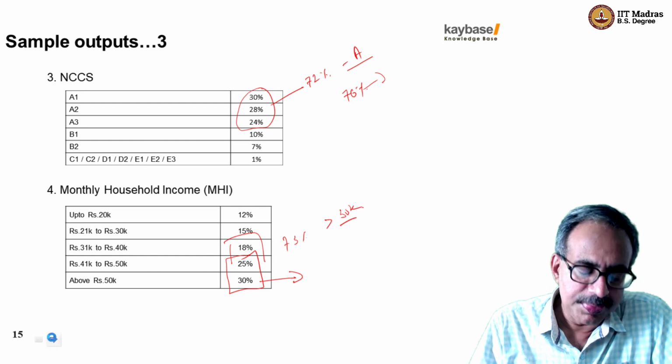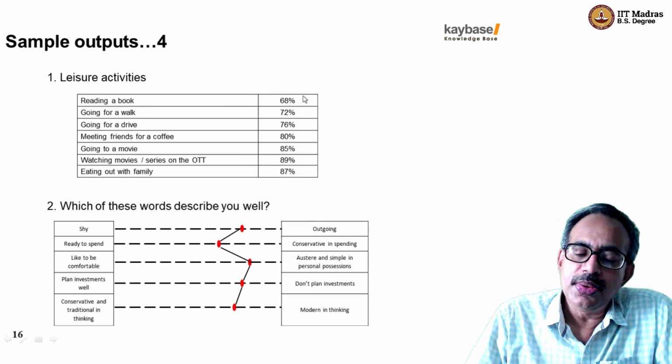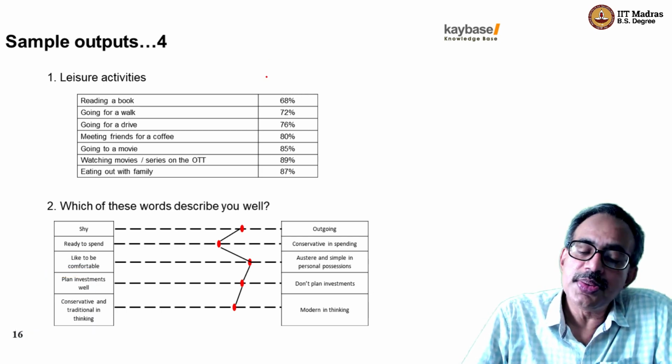Therefore, this is a very simple analysis. Activity, leisure activities, what you do. Now this, if you remember, was a multiple response question. People can choose multiple things.